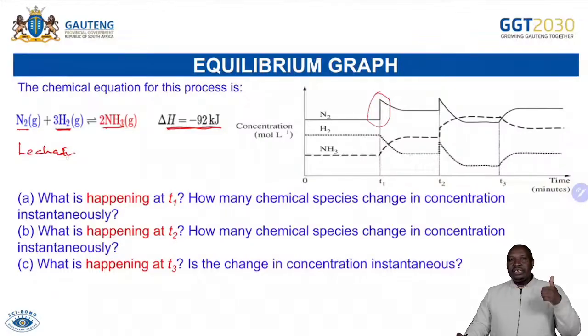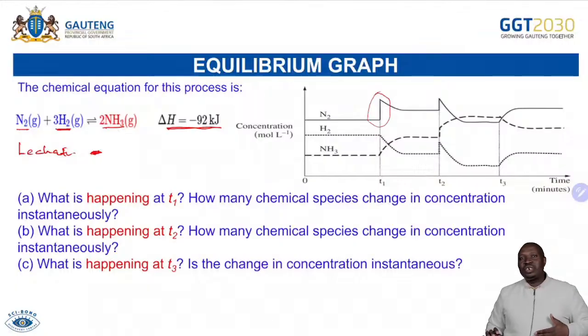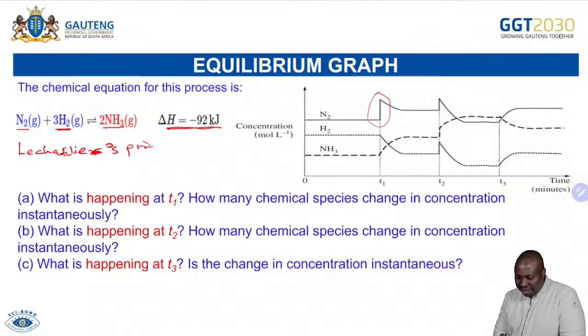What does it say? Le Chatelier's principle: if the conditions of a closed system at equilibrium are disturbed, if one of the conditions is disturbed, a new equilibrium will be re-established. How? By favoring the reaction that cancels the effect of the disturbance. Please, you can't go to the exam room without knowing Le Chatelier's principle. So please, I'm emphasizing that.